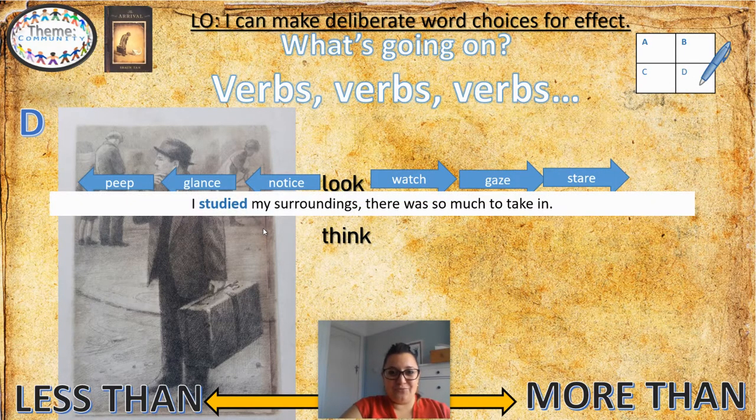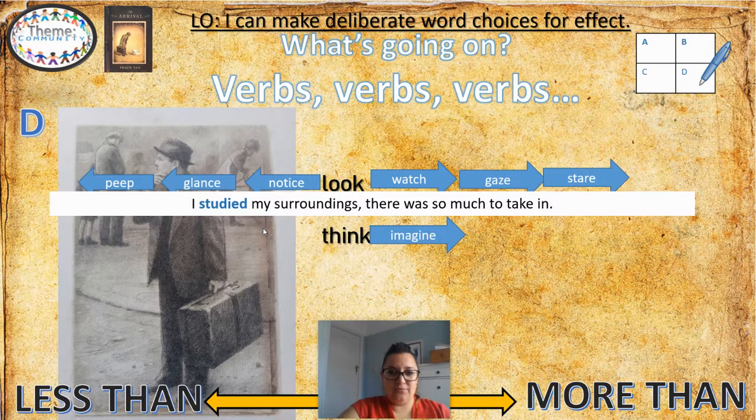Welcome back. Let's have a look. I studied my surroundings. There was so much to take in. Studied. There it is. Great word. See, as I was writing, I remembered and I found another word that I could have used. Maybe that's one that you picked out. Like I said, there are always more words that we can add, and that's okay.